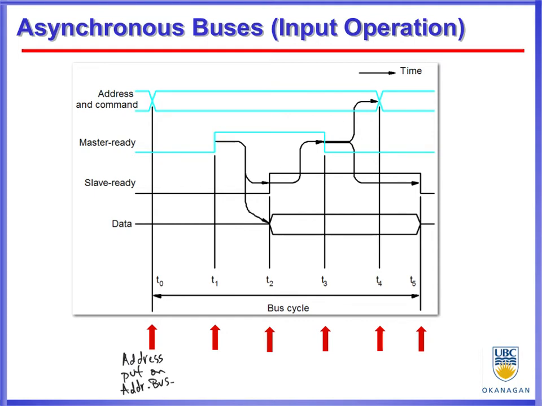Okay, at time t1, the master is going to assert its master ready signal, right? And this is done to tell the devices, hey, there is new valid address information on the address bus. Okay, well, why doesn't the master do it right here at the same time as it puts that new address on the address bus? It is to accommodate something called bus skew.